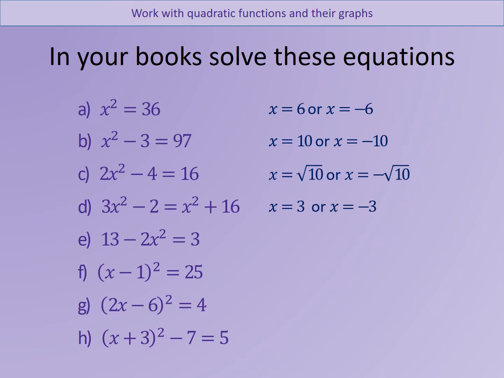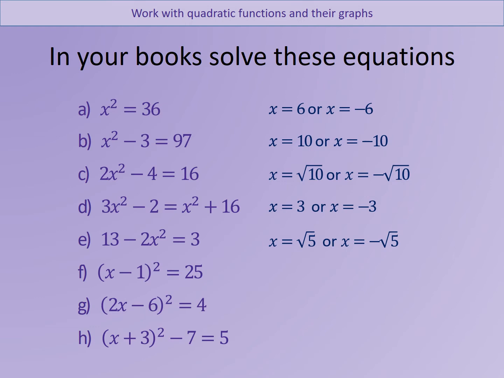E, again, rearranging would give us 2x squared equals 10. If we divide by 2, we then have x squared equals 5, and then by taking the square root of both sides, we end up with root 5 or minus root 5.